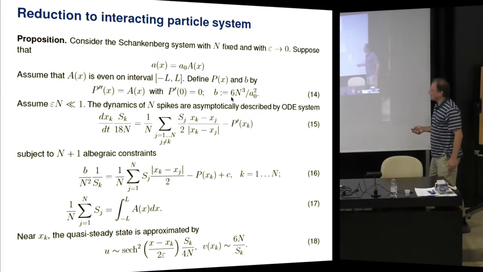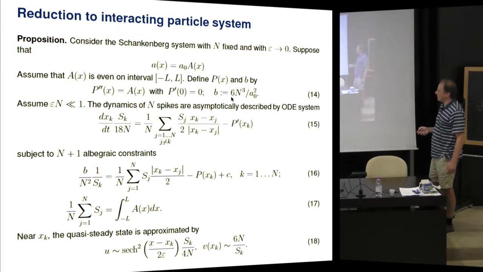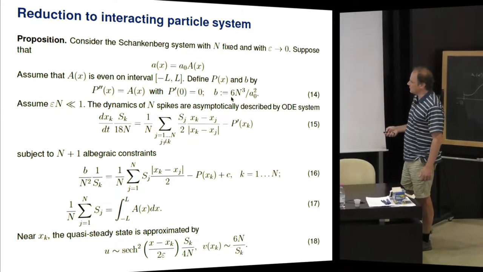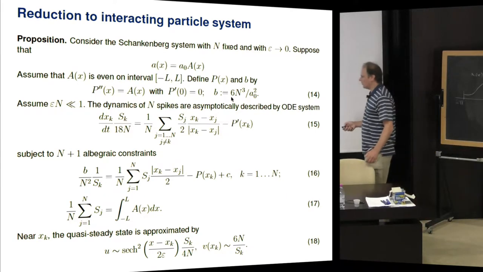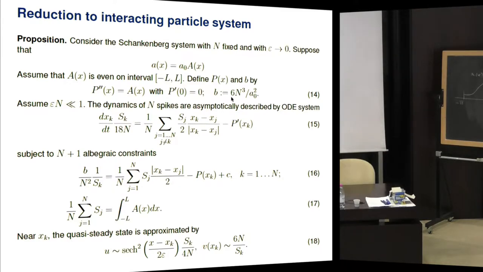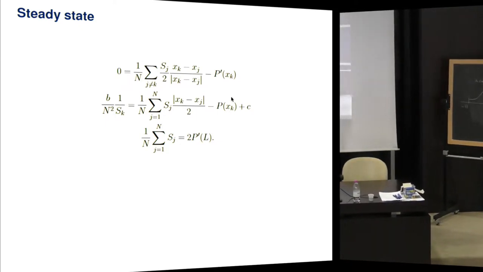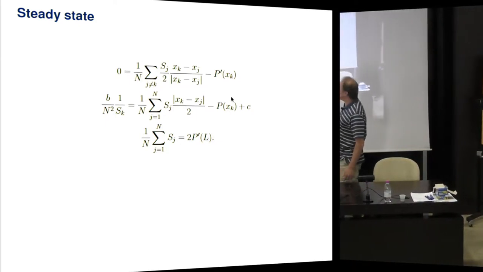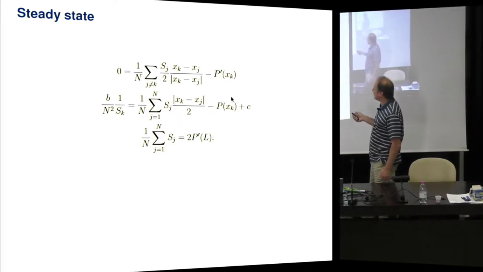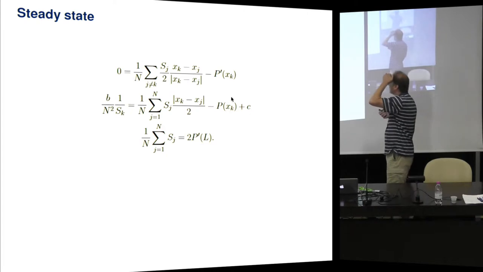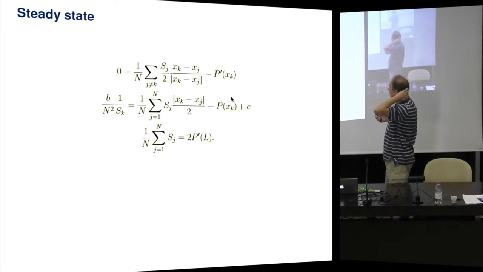Again, the starting point is the same. You write down the reduced system for spike positions and spike heights. And here's the reduced system in this case. This is a well-known technique to get that. And then you start to analyze that reduced system. This is the steady state. It looks like this. Sj is the height of the spikes, or related to the heights of the spikes. P here is the double integral of A. And x_k are the spike positions.